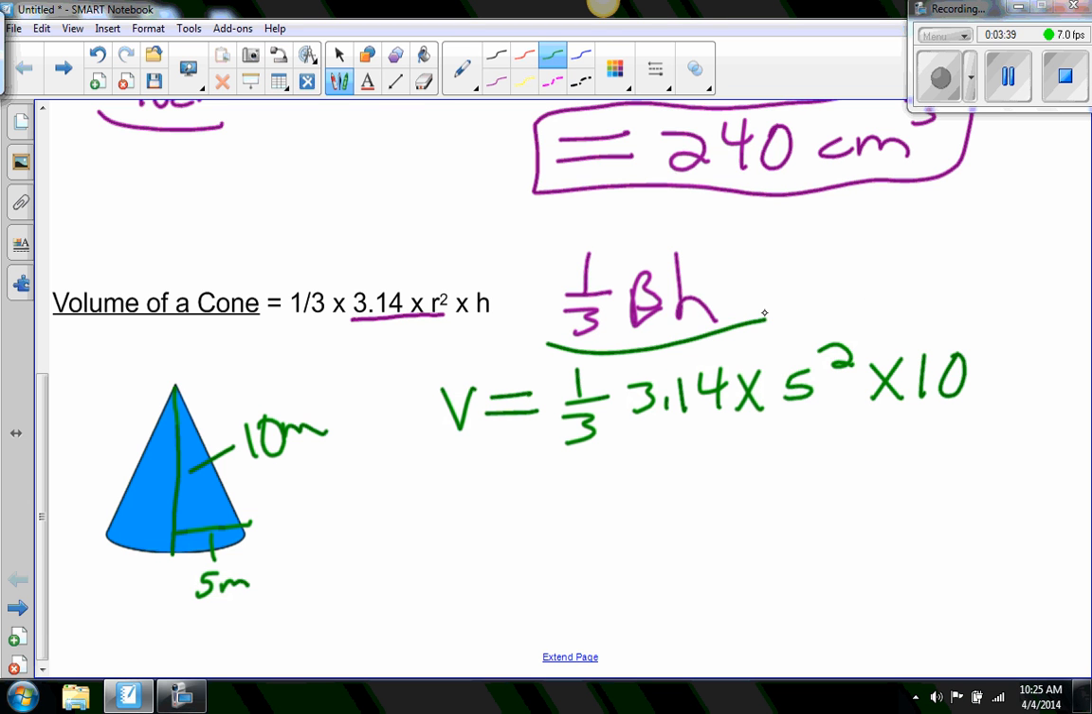So I'm starting with this, or if you want to just go ahead and go right to this, that's fine. Then plug your numbers in. So I have to do the 5 squared first, order of operations.